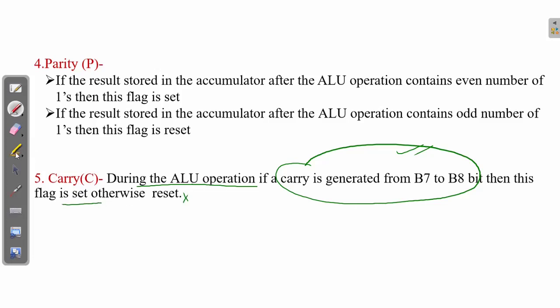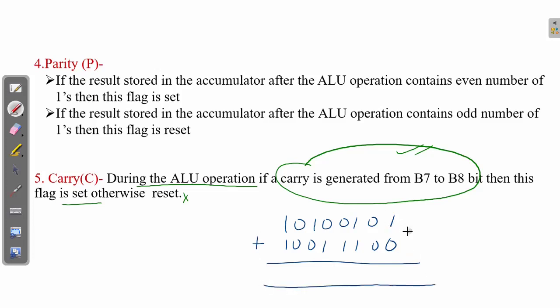Let's try to understand this with an example. I'm taking two numbers again. Let these be the numbers 1010 0101 and another number like this. Now if I try to go for addition of these two numbers, if you look carefully here, what is going to happen? 1 plus 0 will give me 1. Yes or no? This will give me 0. 1 plus 1 will give me 0. There will be a carry here.